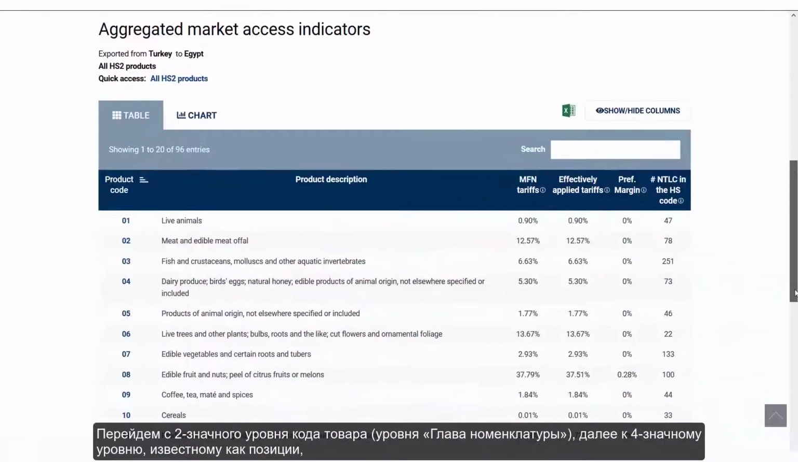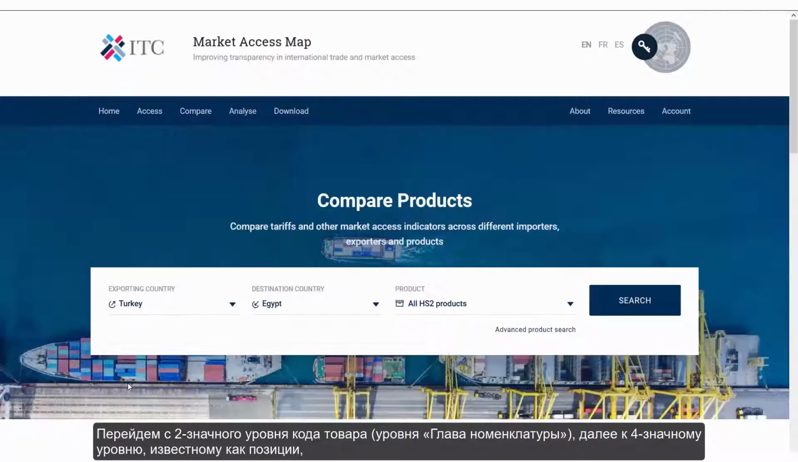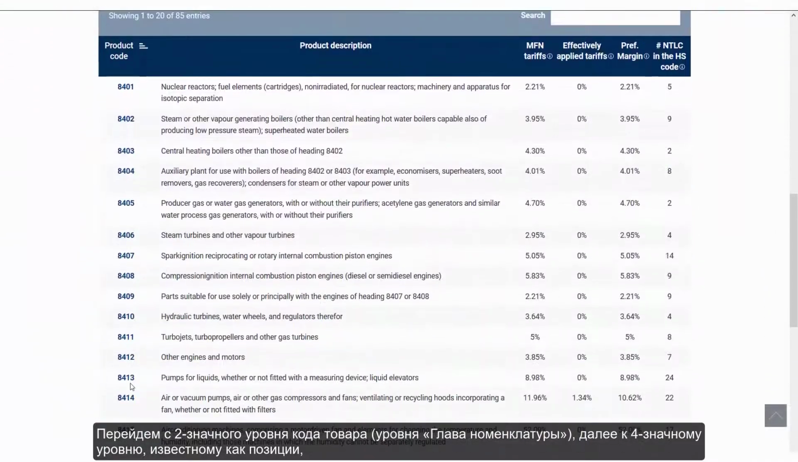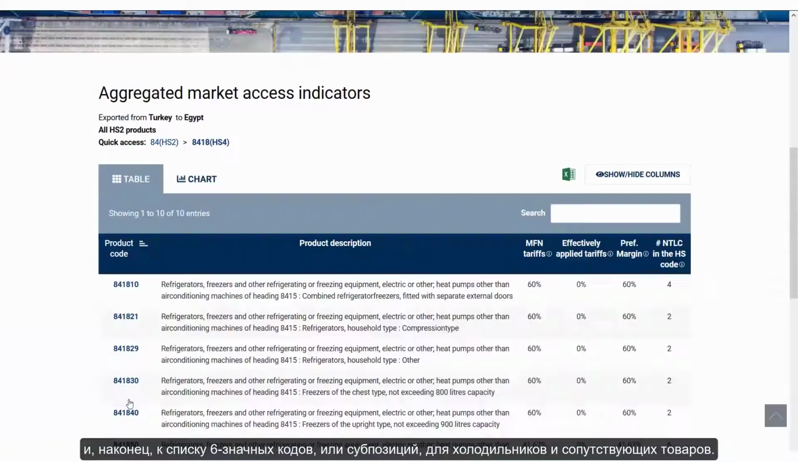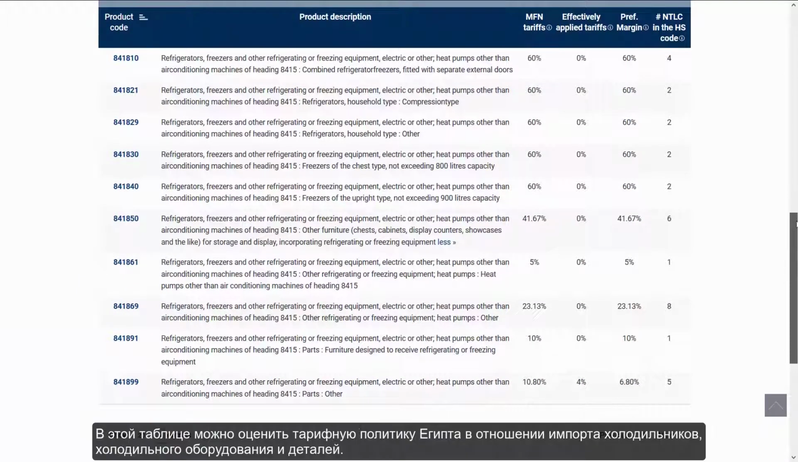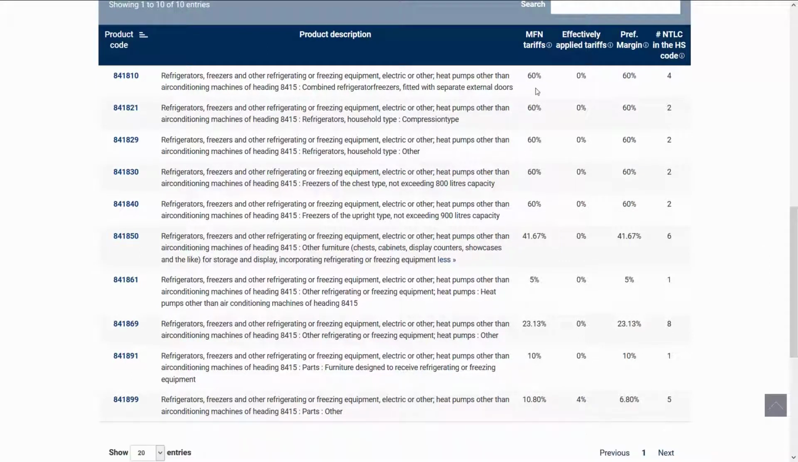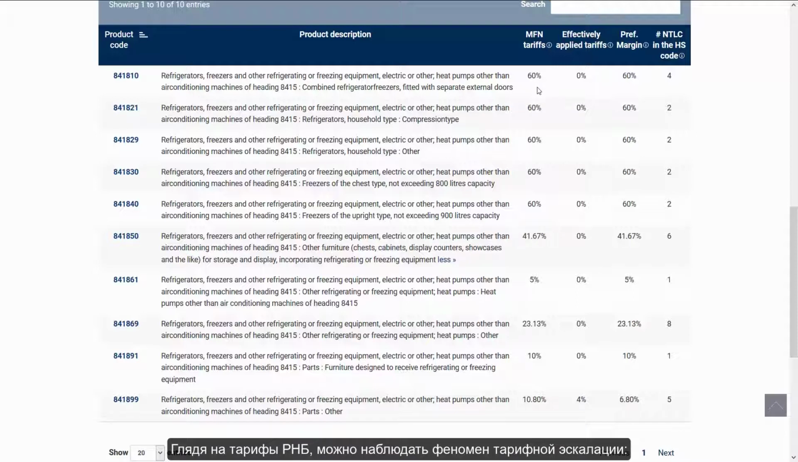We drill down from the 2-digit product level, also known as chapters, further into the 4-digit level, known as headings, and finally to the list of 6-digit codes or subheadings for refrigerators and related products. In this table, we can strategically assess the tariff policy of Egypt with respect to importation of refrigerators, refrigerating equipment, and parts. Looking at MFN tariffs, we can observe the phenomenon of tariff escalation.